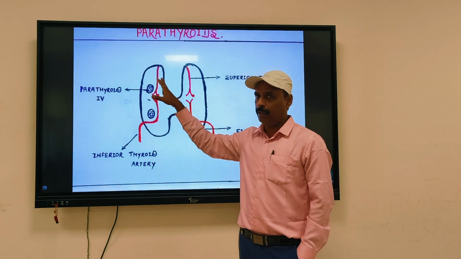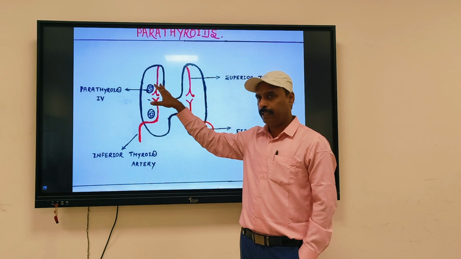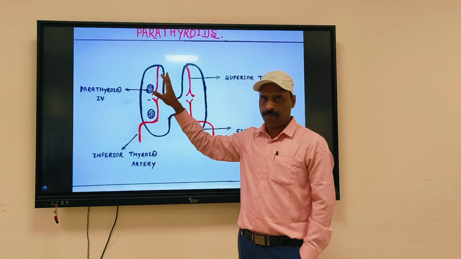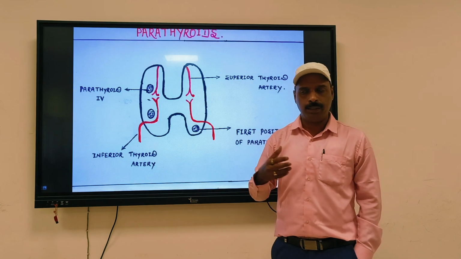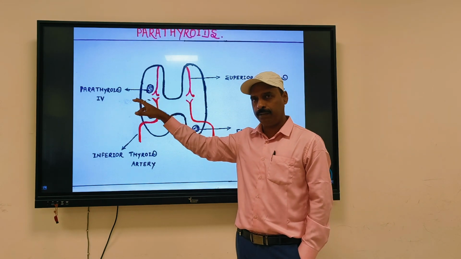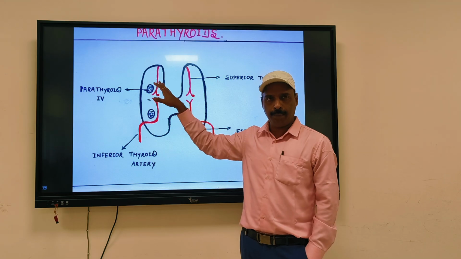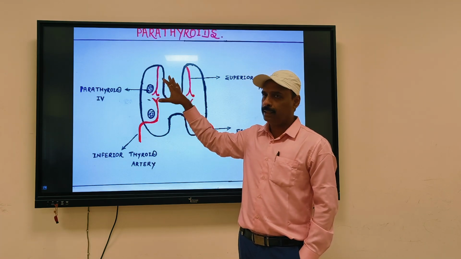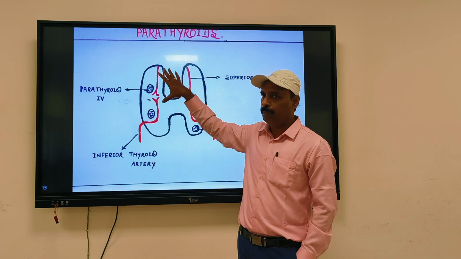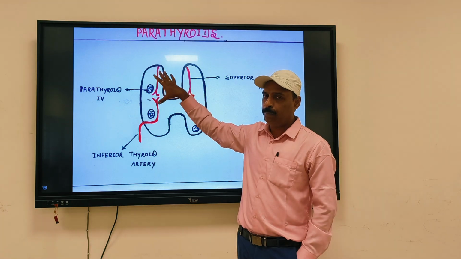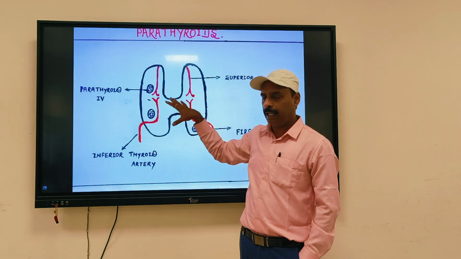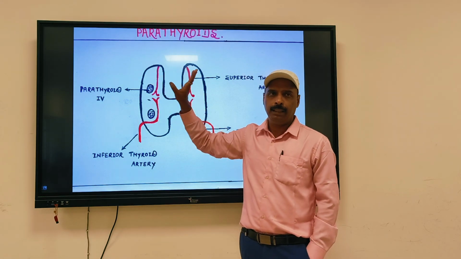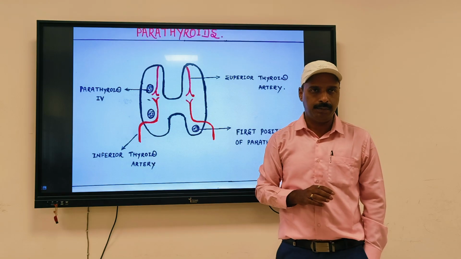So exactly where? I have told that the superior parathyroid is also called parathyroid 4. It develops from the fourth pharyngeal arch, so it is named parathyroid 4. We also call it the superior parathyroid. Where exactly is it situated? It is situated at the middle of the posterior border of the lobe, and this is the lobe of the thyroid, and exactly in the middle the superior parathyroid is situated.